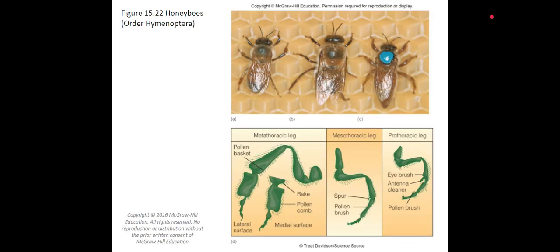So here are 3 honeybees. The largest one is going to be your queen bee. This is going to be the worker bee, and this is going to be your drone bee.